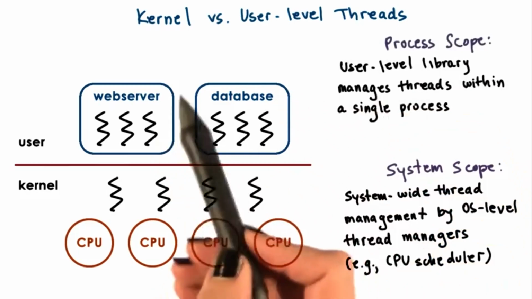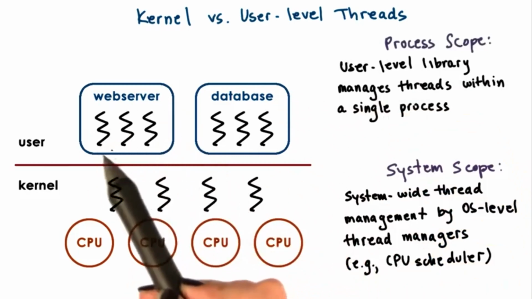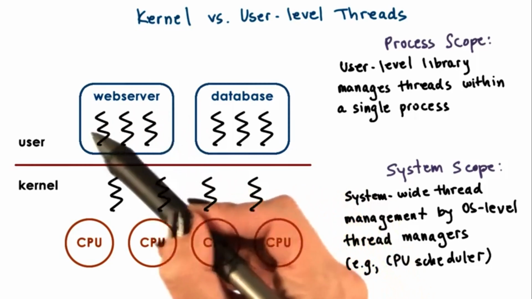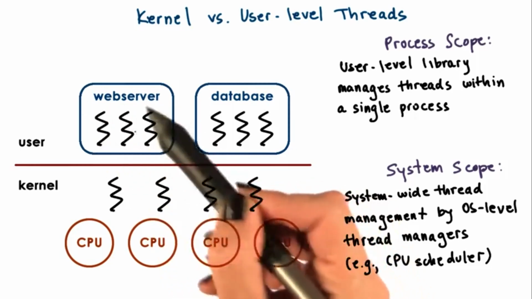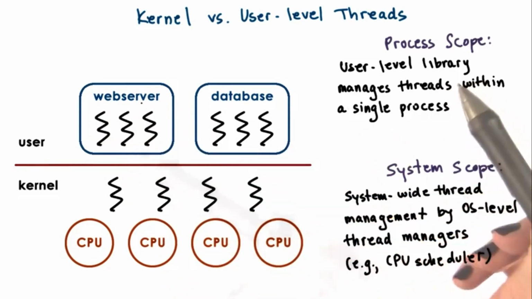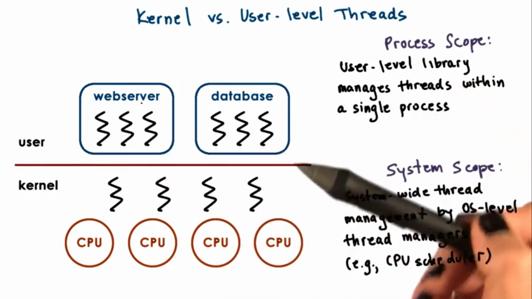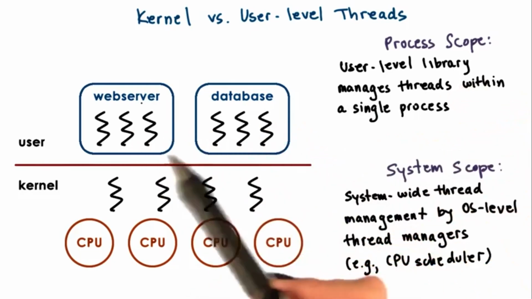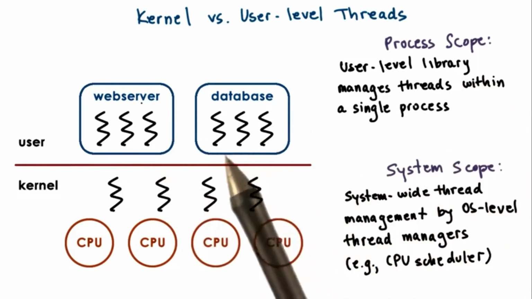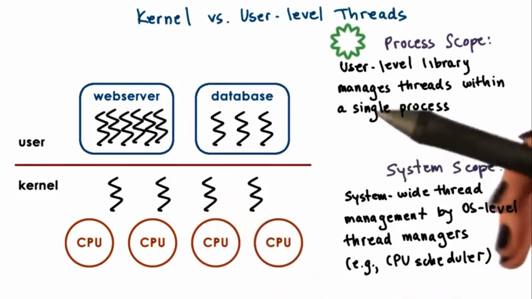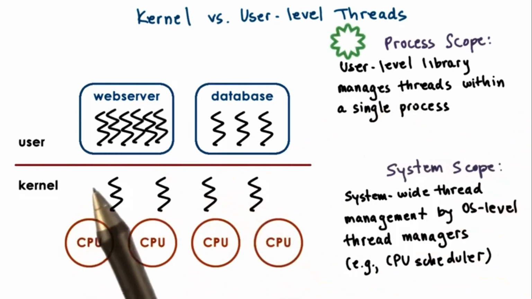On the other end, at user level, a user-level thread library that's linked to the process manages all of the threads that are within that single process only. So the management scope is process-wide. Different processes will be managed by different instances of the same library, or even different processes may link entirely different user-level libraries. To illustrate the effects of having a different scope, let's take a look at the following situation.